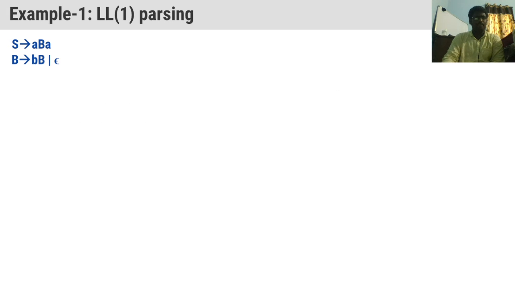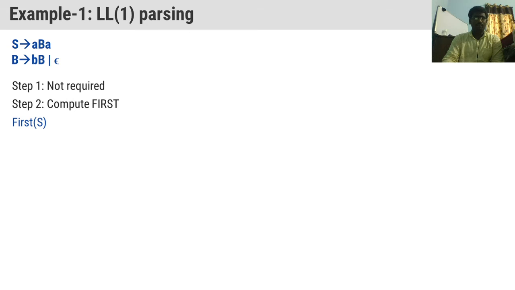We have taken the production S derives small a capital B small a. Let us take that production. So step 1 is not required. Why? Because our step 1 is left recursion and left factoring. Is it right? Left recursion and left factoring, that is why it is not required. Anyhow, we are now discussing first and follow sets: how to compute first sets and follow sets.